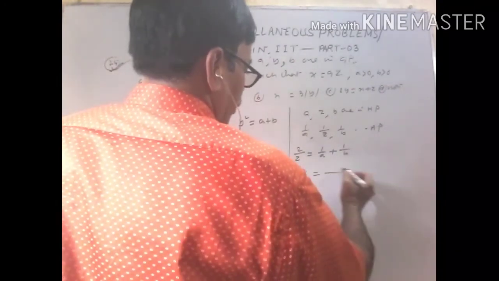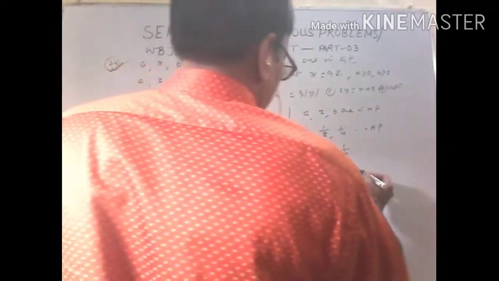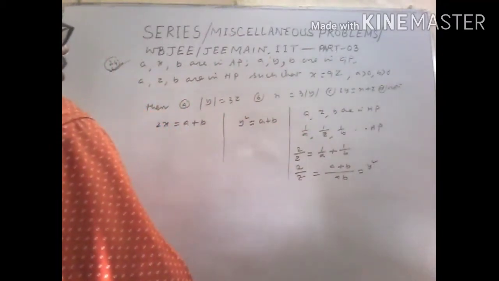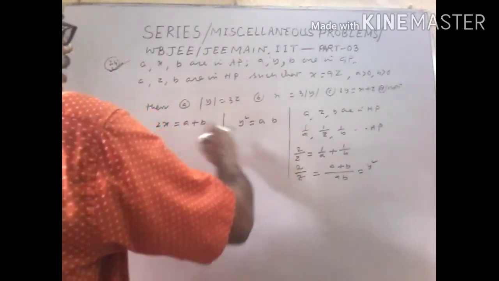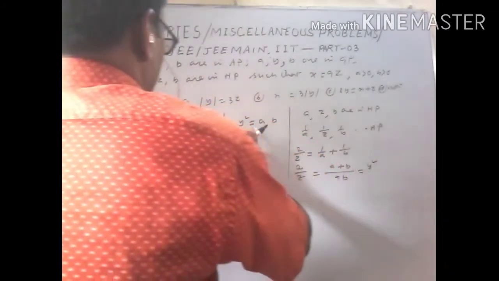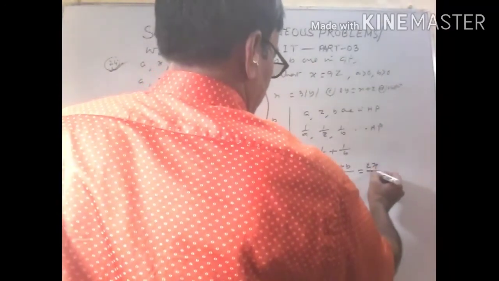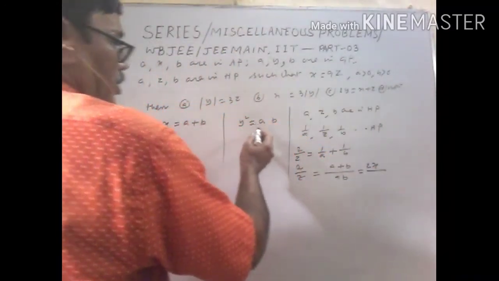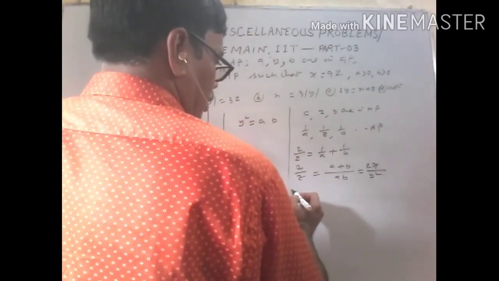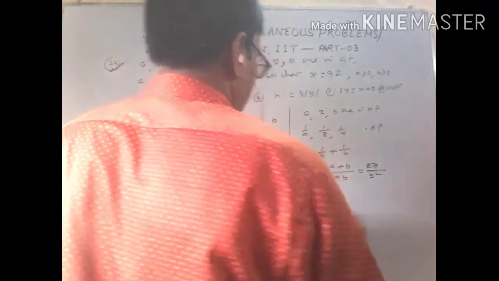So 2 by z equals A plus B by AB. Now what is A plus B? A plus B equals 2x. And AB equals y square. So 2 cancel. So we are getting y square equals xz.